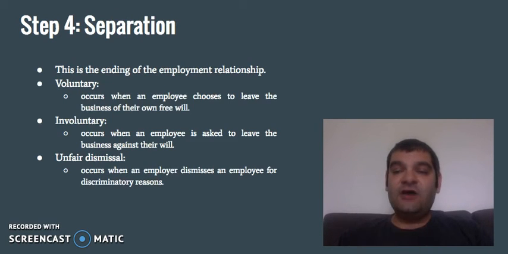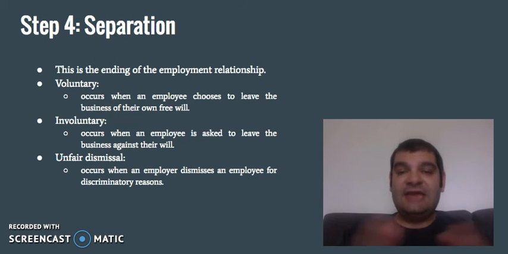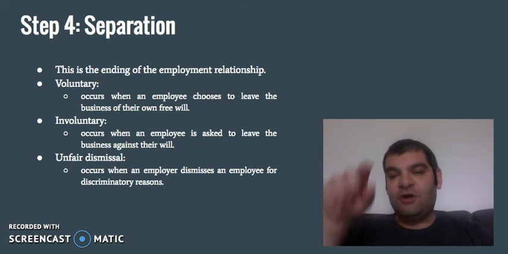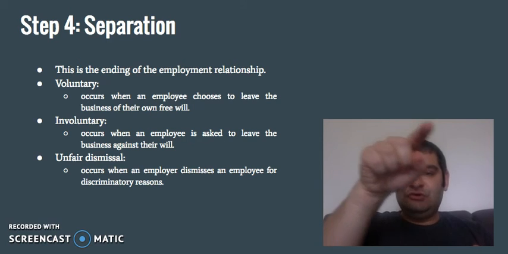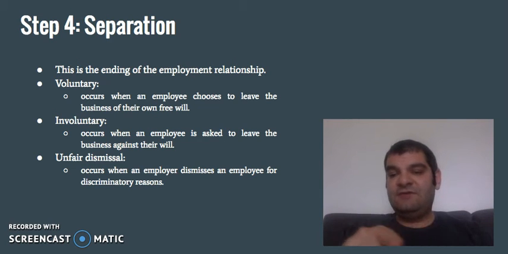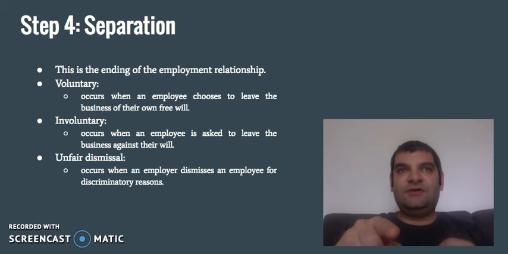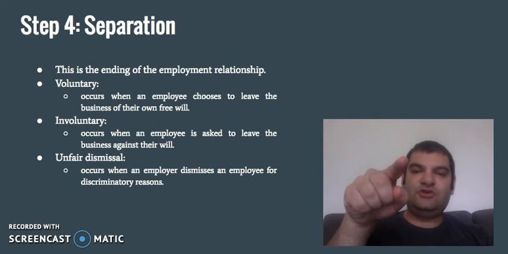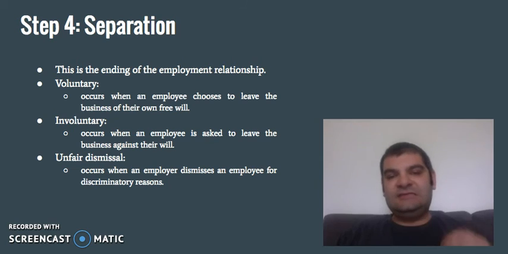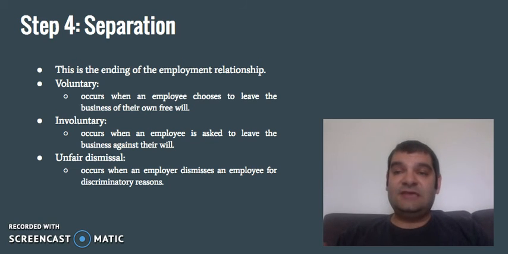And the final step in human resource management is the separation, so the ending of the employment relationship. Now we've gone in a full circle here. We've gone from identifying what we need and employing them, to training them, to giving them the monetary and non-monetary rewards and benefits to stay, and then the final step, which is when they leave. So there are different ways that this can happen as well.